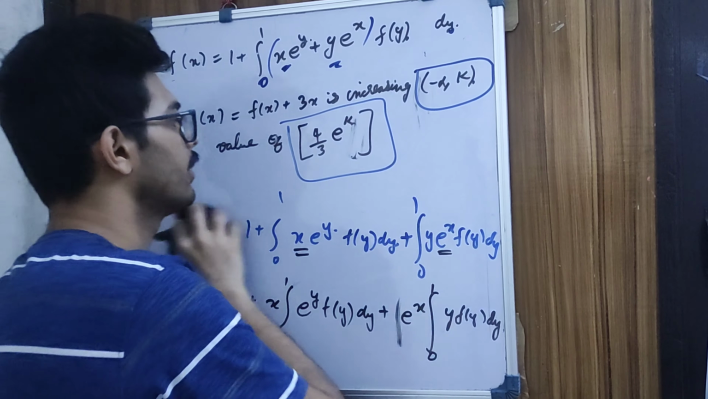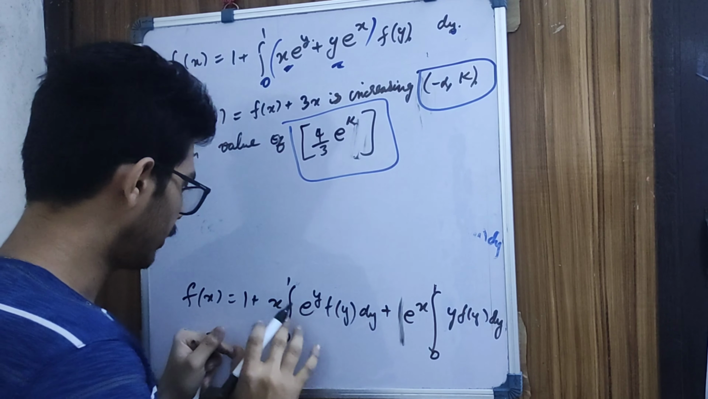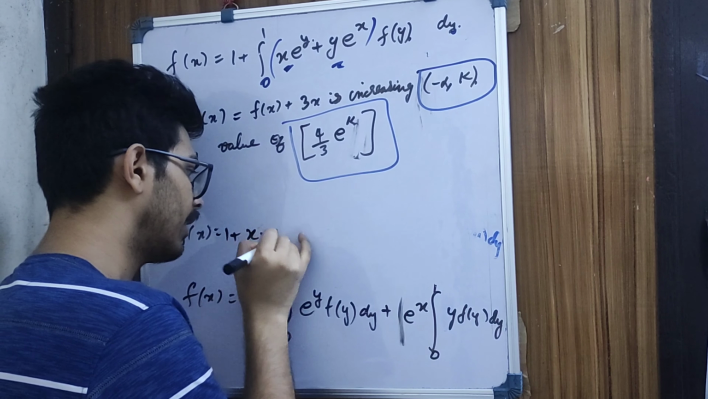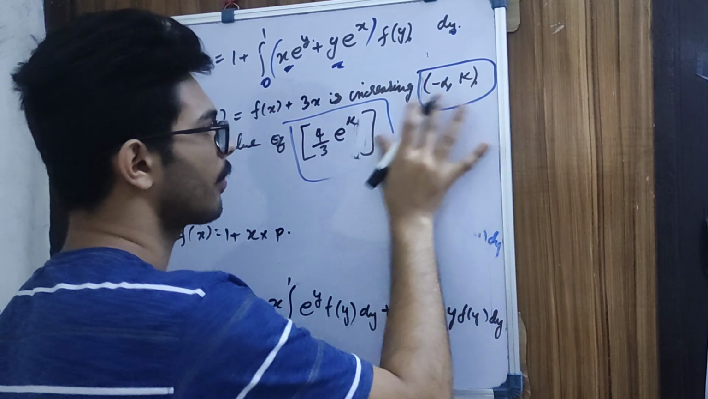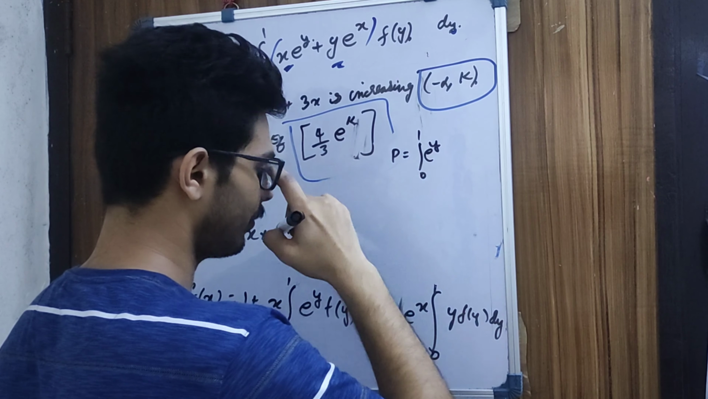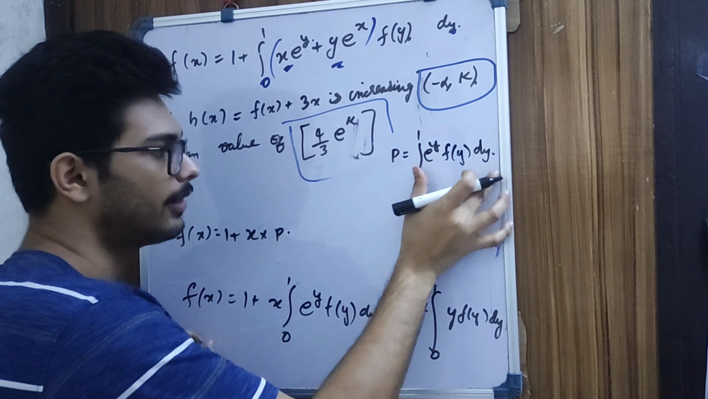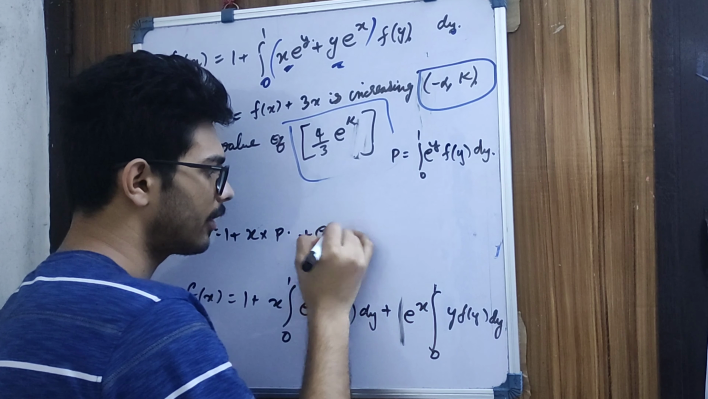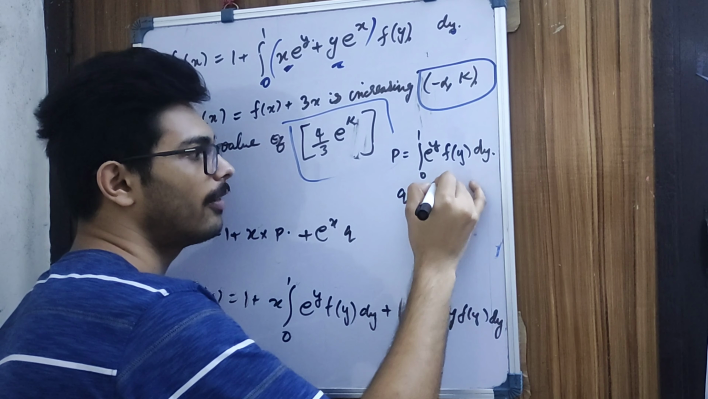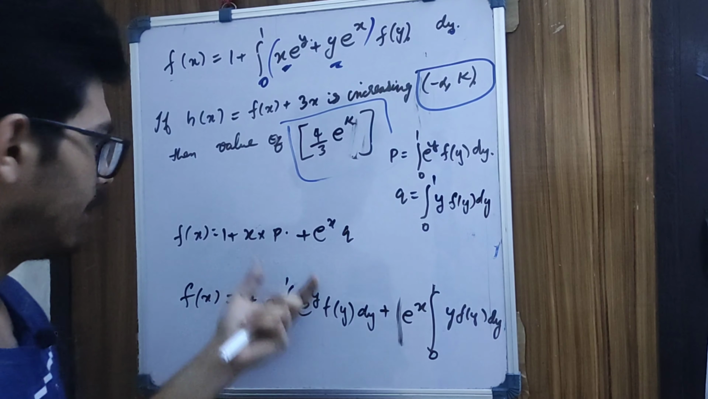Now we can give two substitutions. What are the two substitutions? We can write f of x equal to 1 plus x into p. I am writing this term, that is p equal to integral 0 to 1 of e raised to y f of y dy, and I have given this whole term as p, and the term with e raised to x as q. And what is the value of q? q is equal to integral 0 to 1 of y into f of y dy. Now we can solve this.